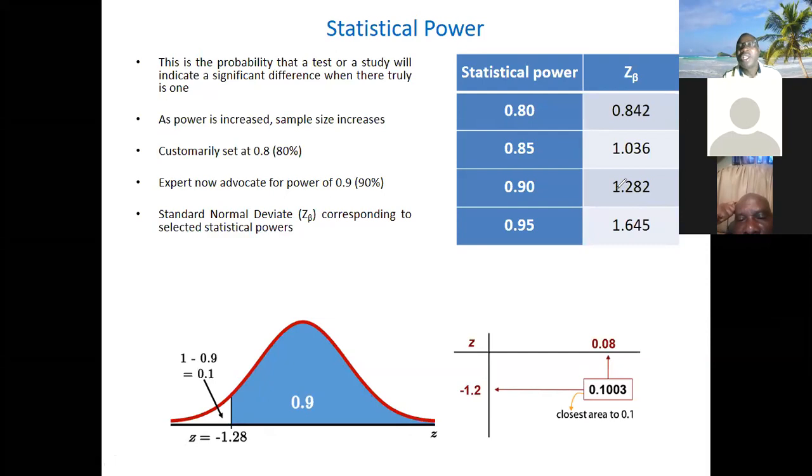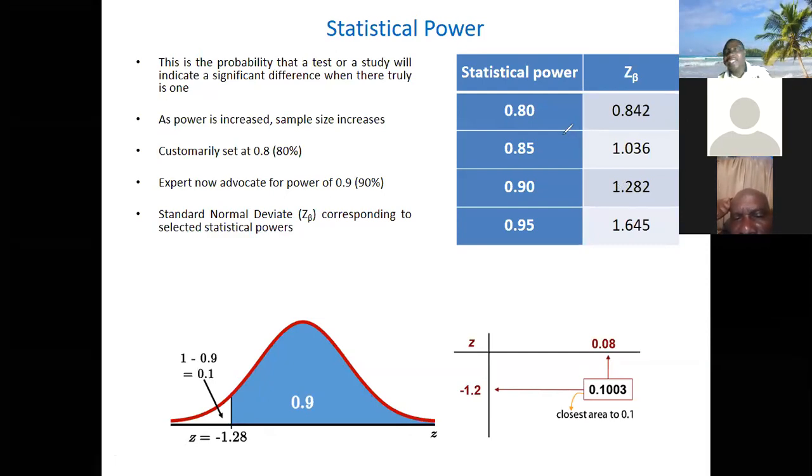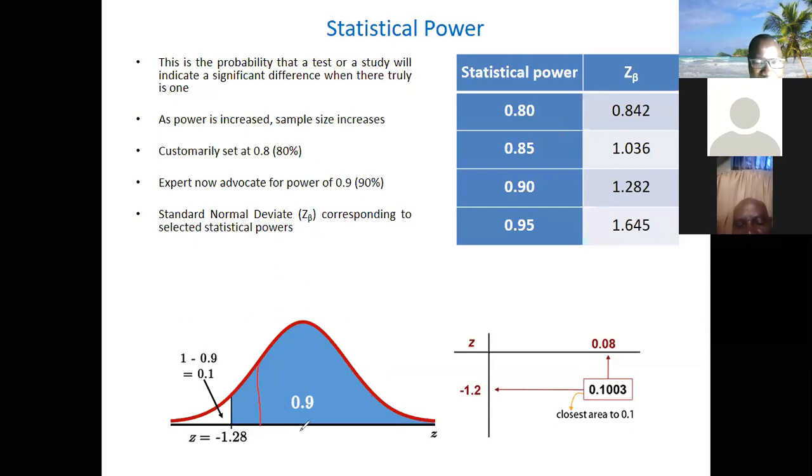But if your power is 80%, the point that separates 80% of the graph on one side from the remaining 20% will be around maybe this place. From 0, from the origin, it will be 0.84. I think I demonstrated it. 0.84, or you look at it as 0.842.